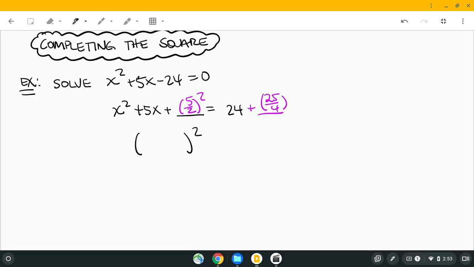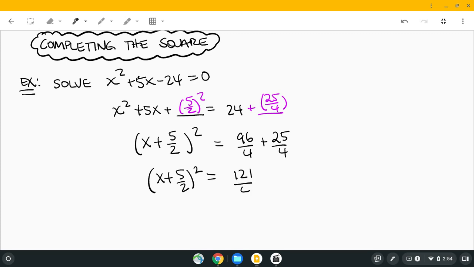All right, so when you do this process, taking half of this and squaring it, this will automatically factor to x plus, if this is minus, this will be minus. This is plus, so this is plus 5 halves. And then over here, I'm going to need a common denominator, which is 4. 4 times 24 is 96. Now let me add those two fractions. I get 121 over 4.